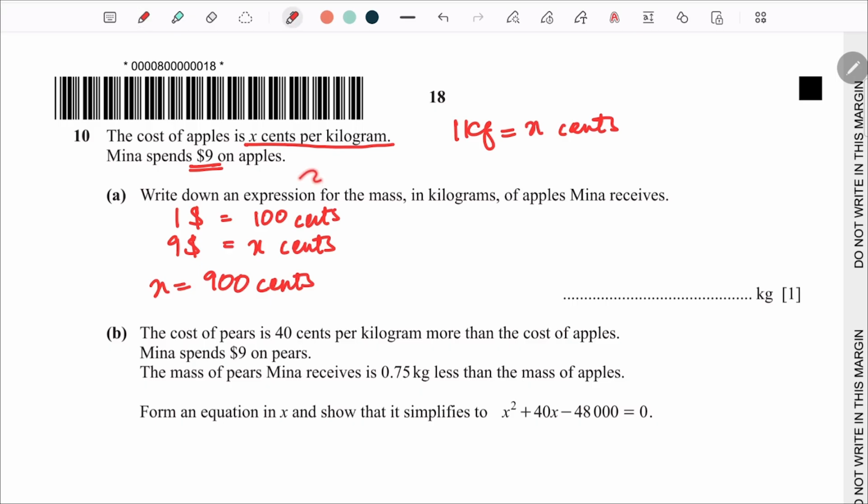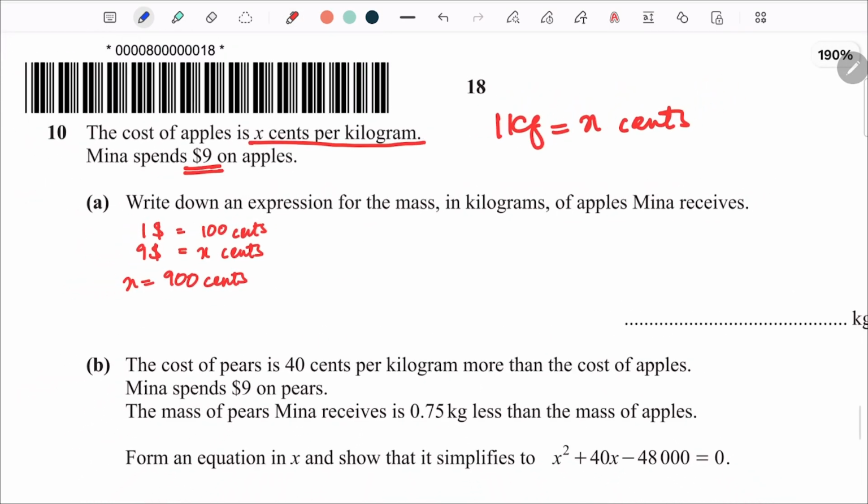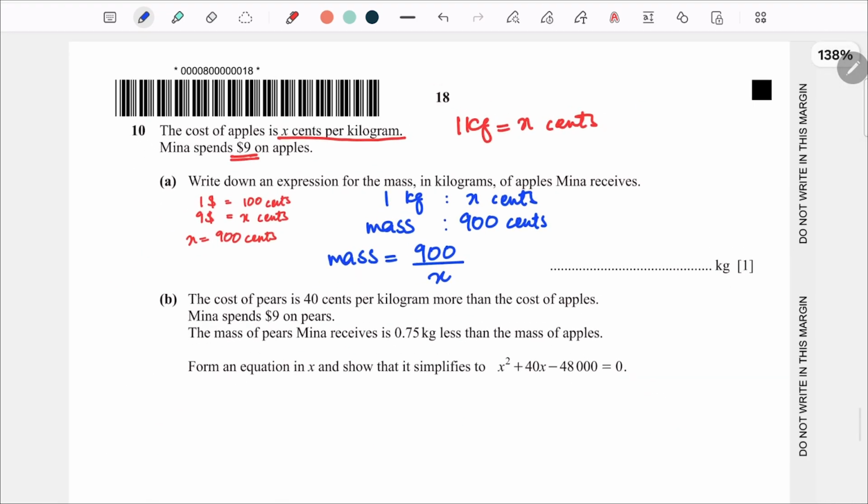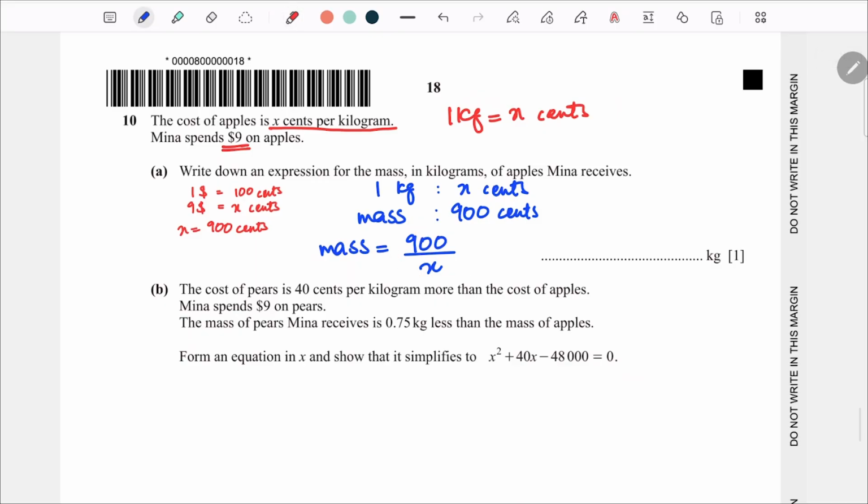Now the question is asking us to find an expression for the mass of apples that Minna receives when she's paying 900 cents. So I'm going to solve this by ratios. If 1 kilogram costs X cents, then Minna is paying 900 cents. And the mass, I'm going to write mass right here. Now we have to find the expression for mass. So I'm going to make this the subject. Mass is basically equal to 900 divided by X. And this will be our final expression.